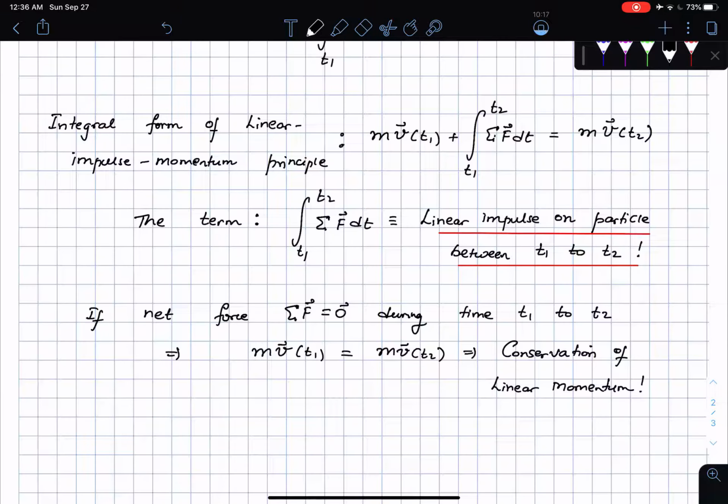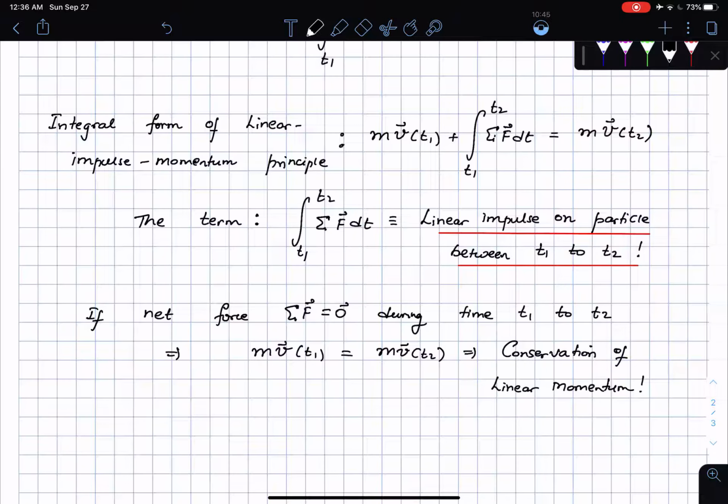Okay, you got to be careful. This is by assuming the net force in all the directions to be zero. Sometimes you can have a net force in one particular direction be zero, but that need not be true in any other direction. So it's possible that sometimes you have conservation of linear momentum in only one direction and not in all the other directions. All right, so this is the idea of the linear impulse momentum principle.